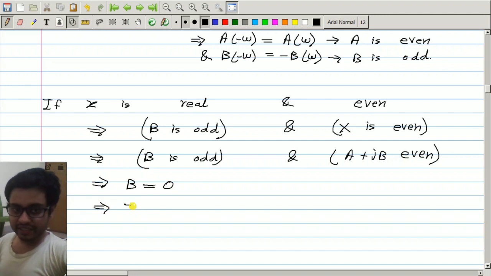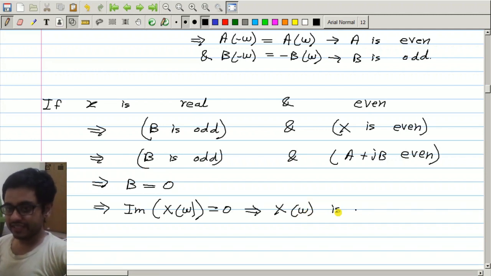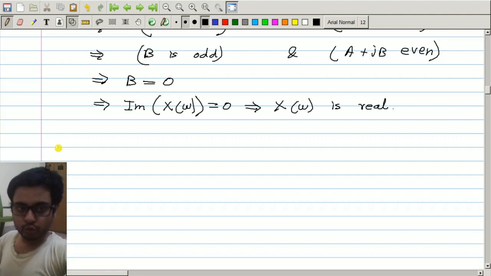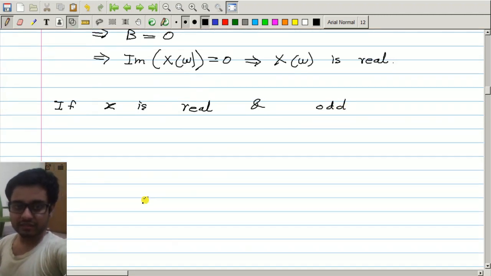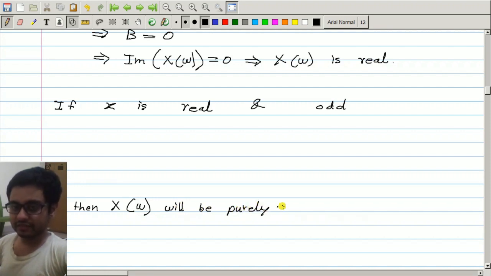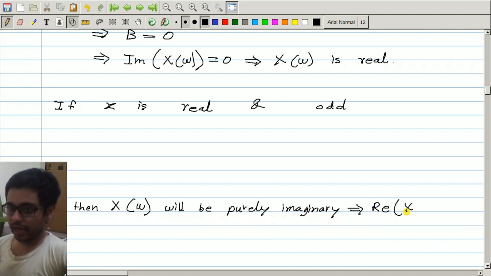So that means the imaginary part of the Fourier transform X(omega) will be equal to 0, or X(omega) will be real, purely real. In the same way, you should prove if x is real and odd, then capital X of omega will be purely imaginary. That is, the real part of capital X omega will be 0. This is your homework.